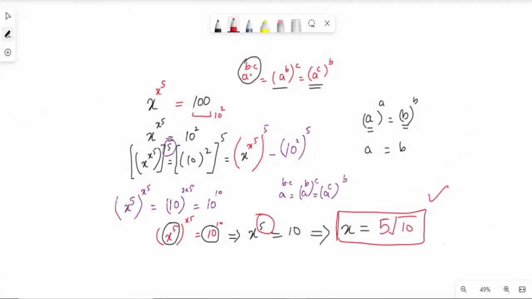Just know this formula, a raised to the power b times c. You can write a power b in whole power c, or you can write a power c whole power b. In this case, we apply this formula and find the solution.